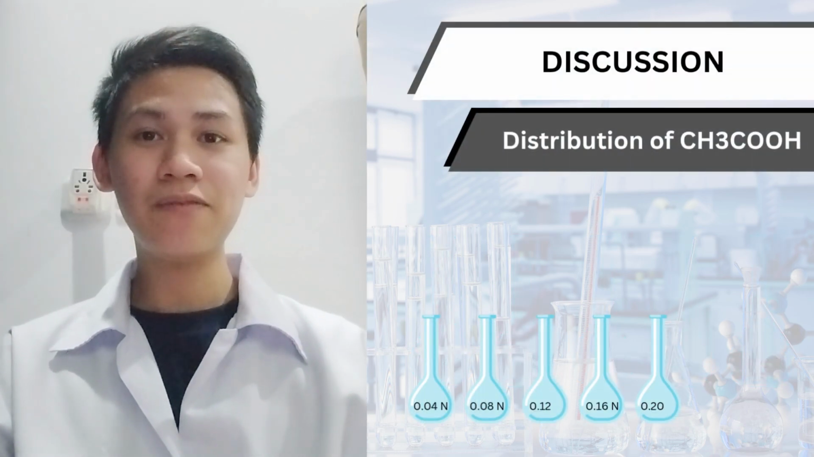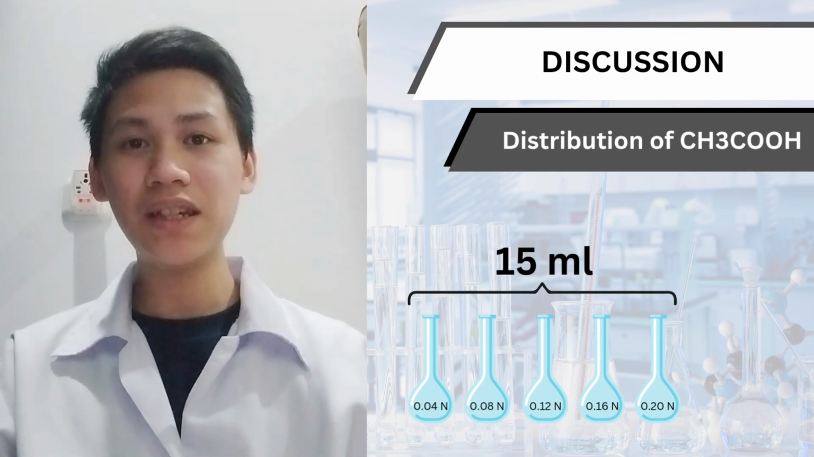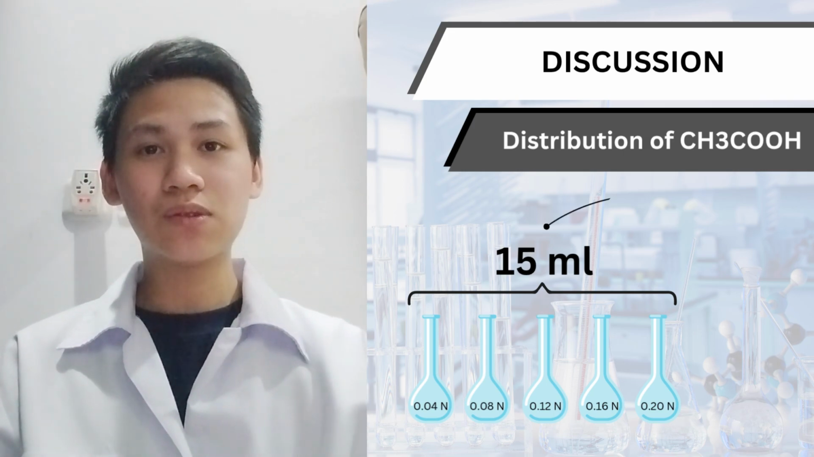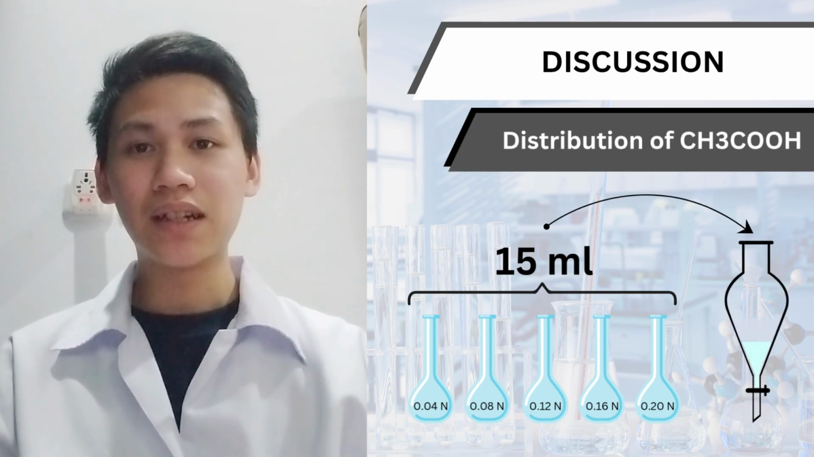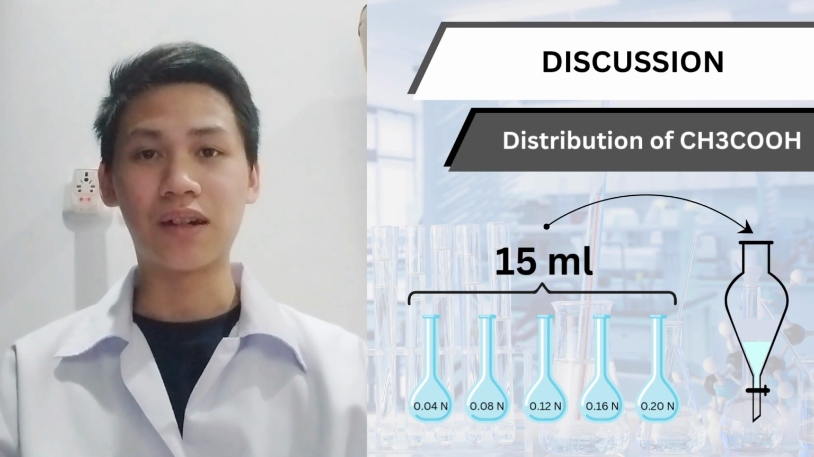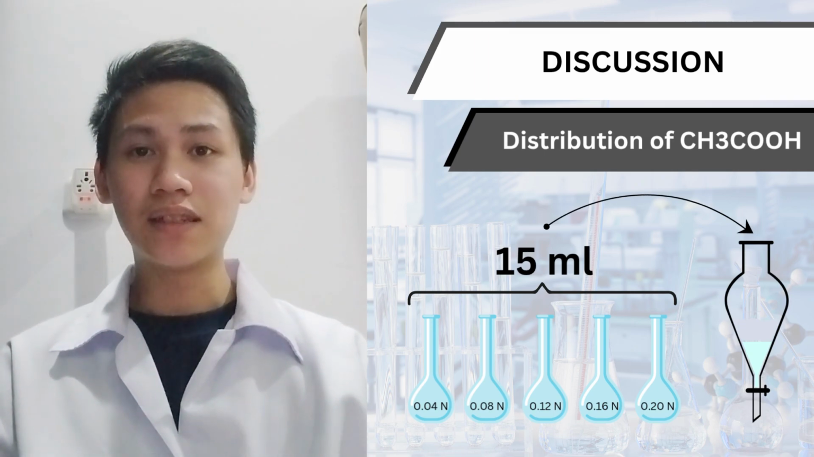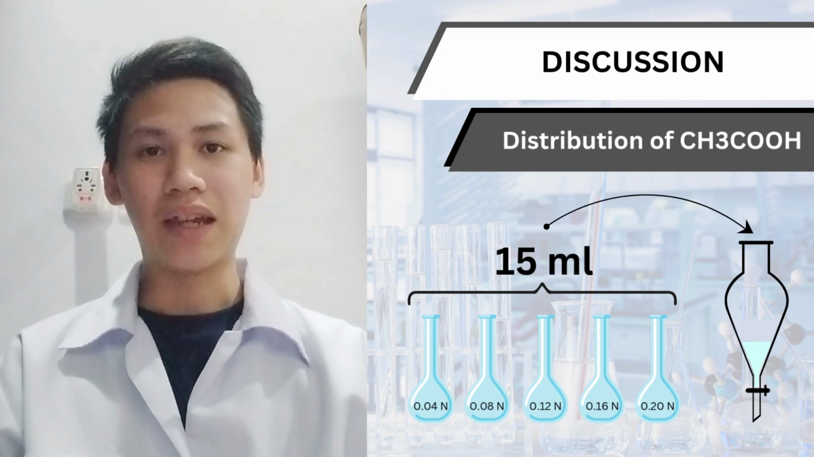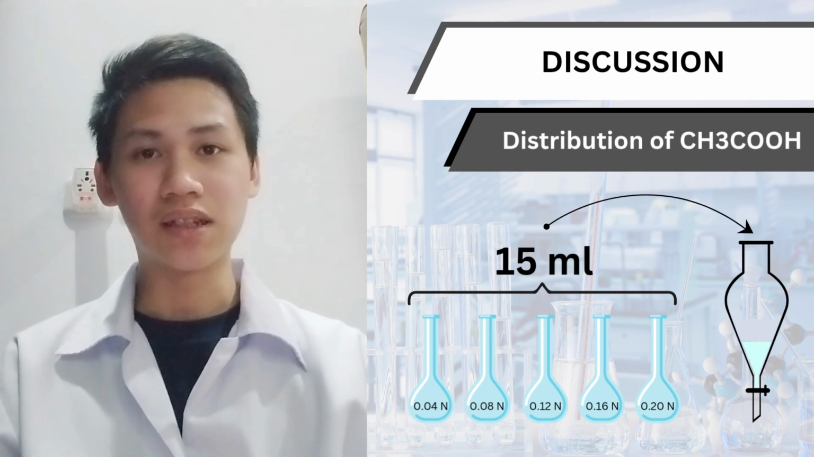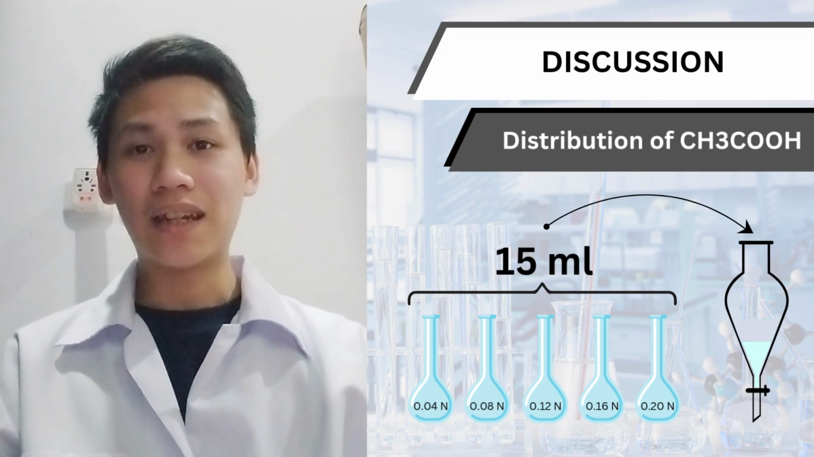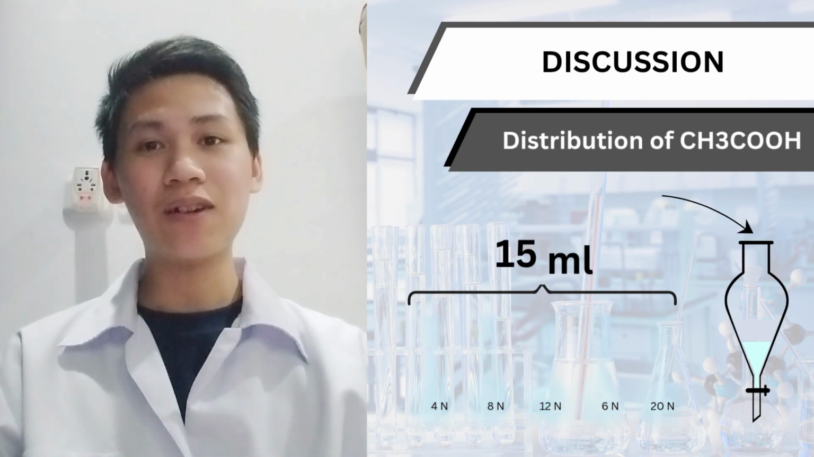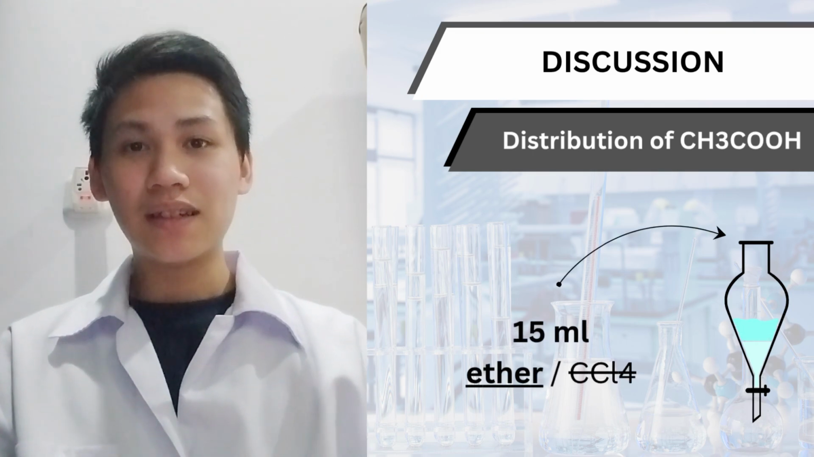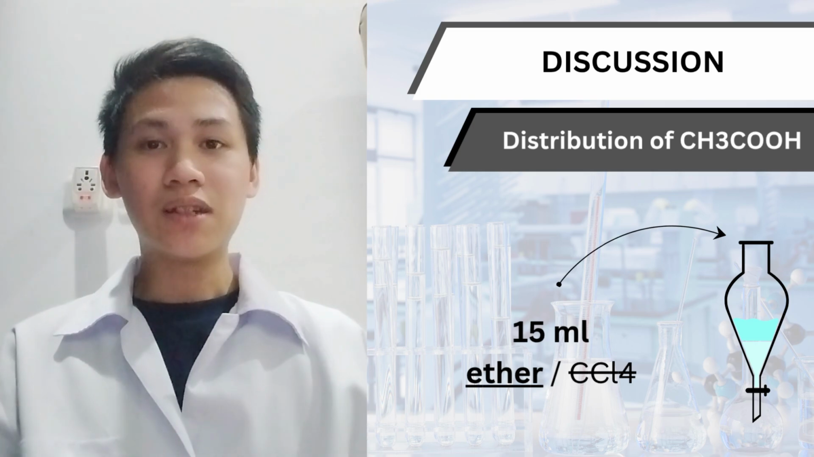Second, take 15 ml of each prepared acetic acid solution and transfer it to a separatory funnel. A separatory funnel is used because it facilitates the mixing and separation of two immiscible liquids. By adding the acetic acid solution to the funnel, we can easily combine it with the organic solvent, ether, and allow equilibrium to be reached.